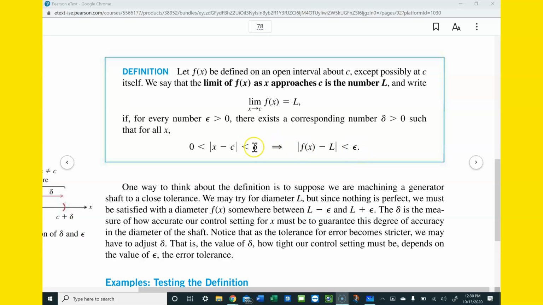Epsilon is the challenge, delta is the answer to the challenge that makes it happen. Or you can say 0 is less than the absolute value of x minus c, which is less than delta, implies, or in other words, produces the fact that the absolute value of f of x minus L is less than epsilon.